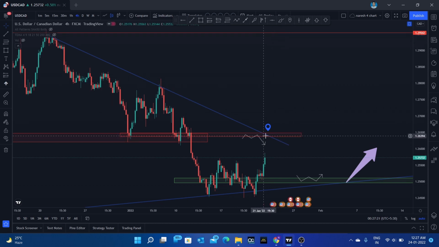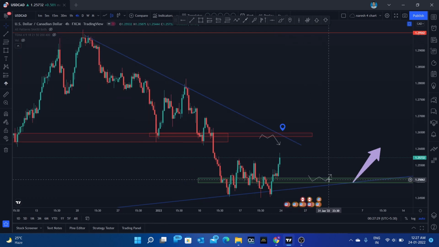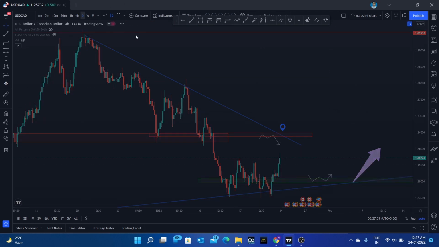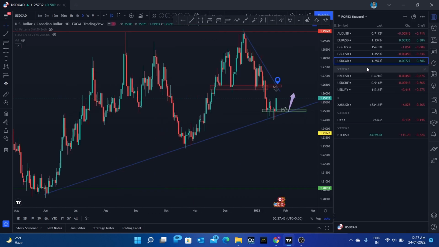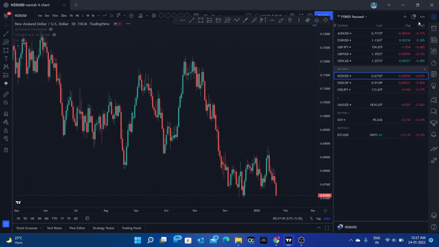If it is not holding, and if it is making some kind of pattern and breaking down, you can look for a short entry and take this as your target, guys. And again, if it is making some kind of pattern formation in this area, something like some consolidation or double bottom, you can look for long entries, guys. So that would be for USD CAD, guys, and the next pair would be New Zealand USD, guys.